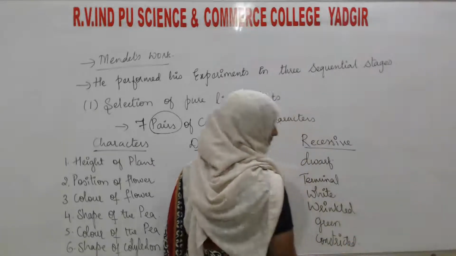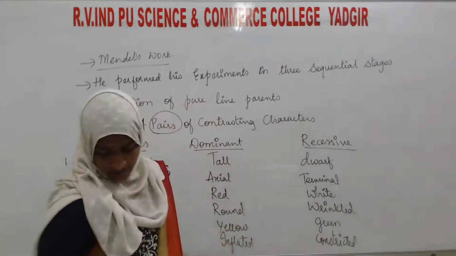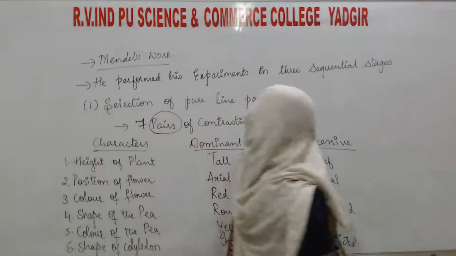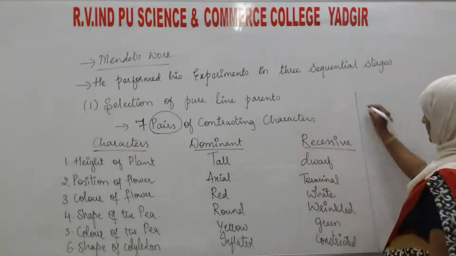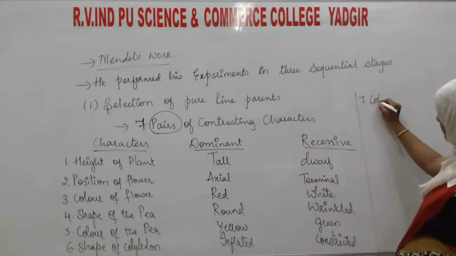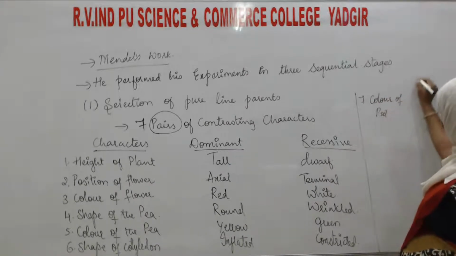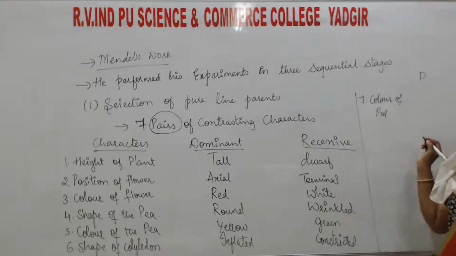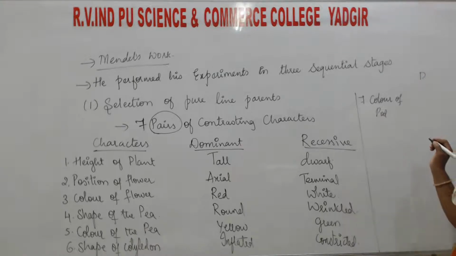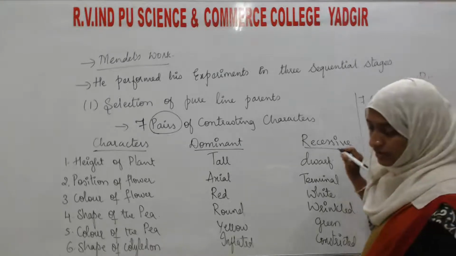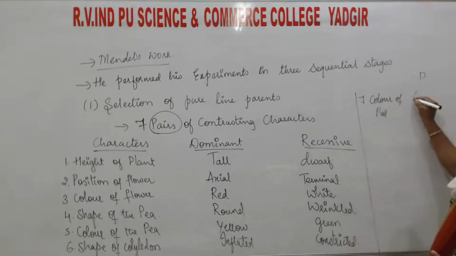And the last character, the seventh one, is the color of pod. Here I will write seventh character, color of pod. What is the dominant character? Color here, it is green. Dominant character is green and recessive character is yellow.